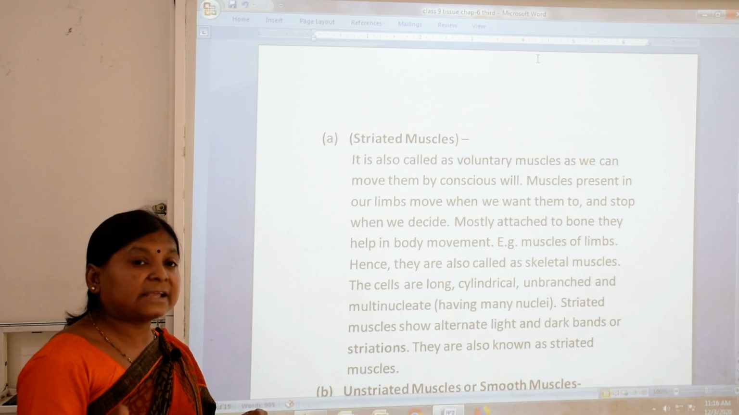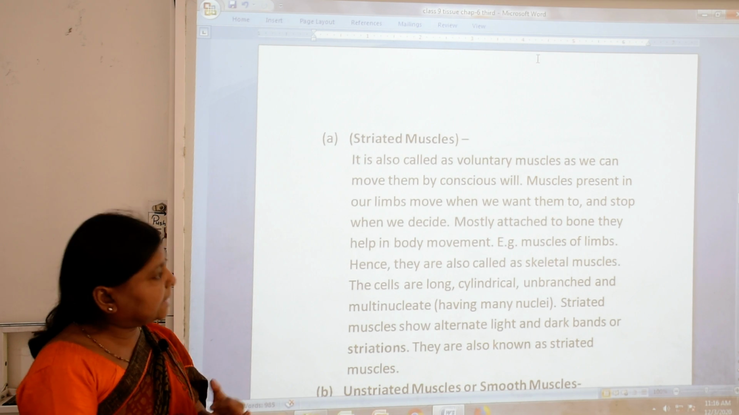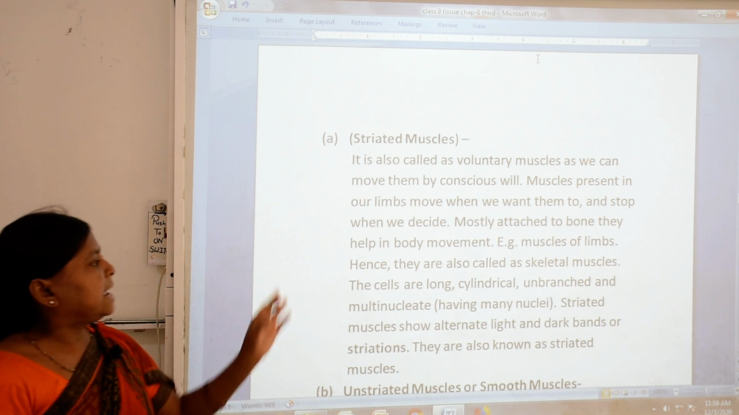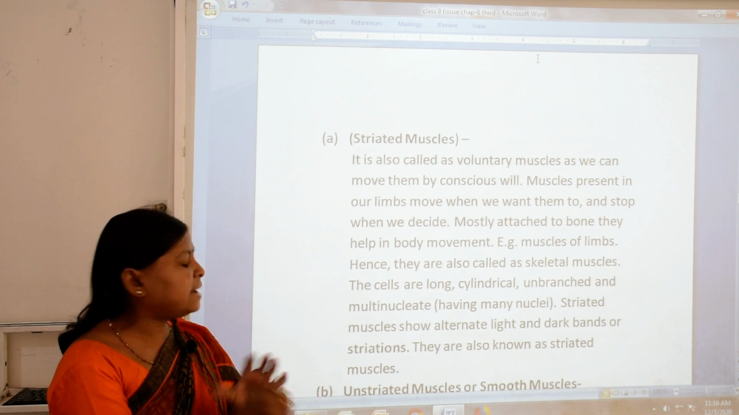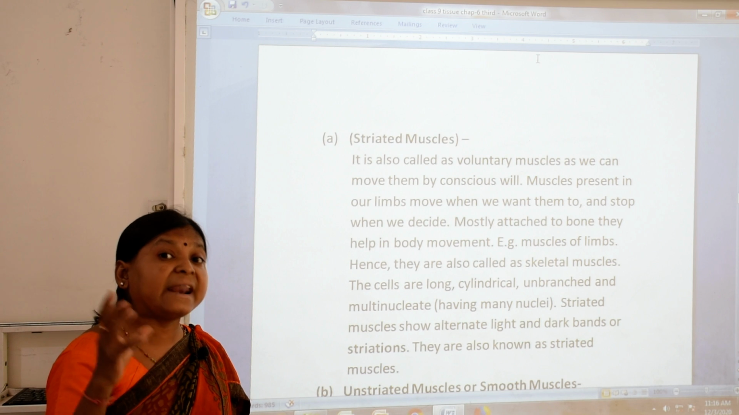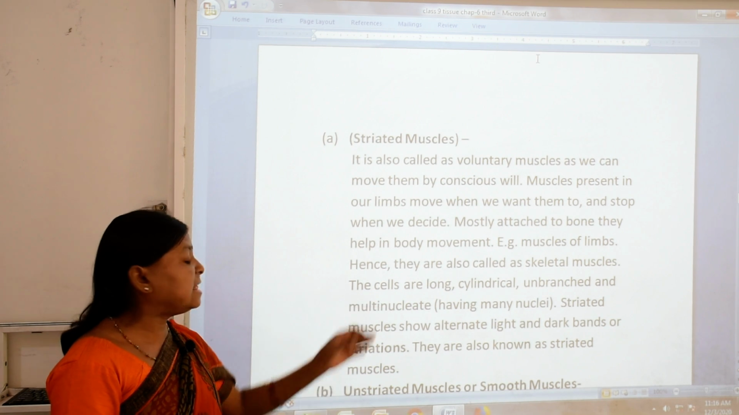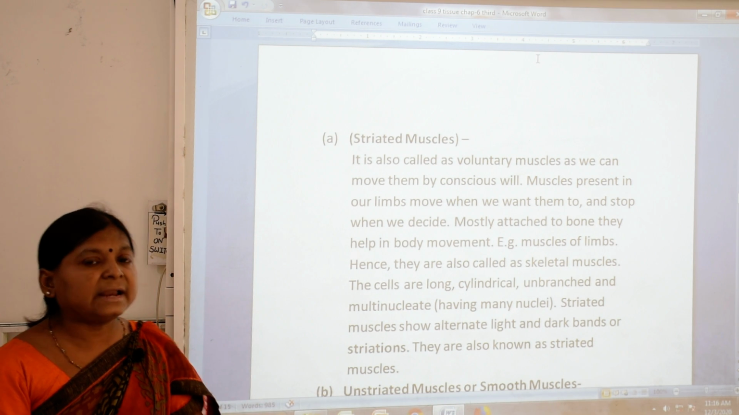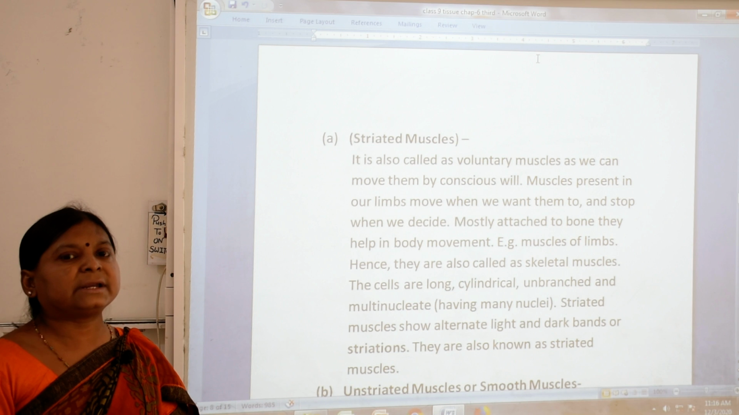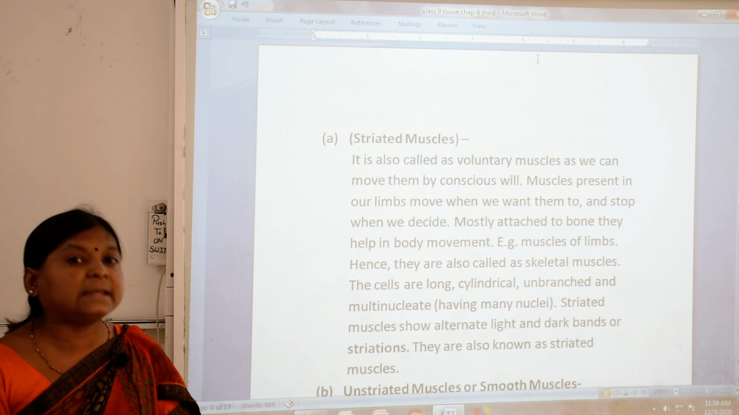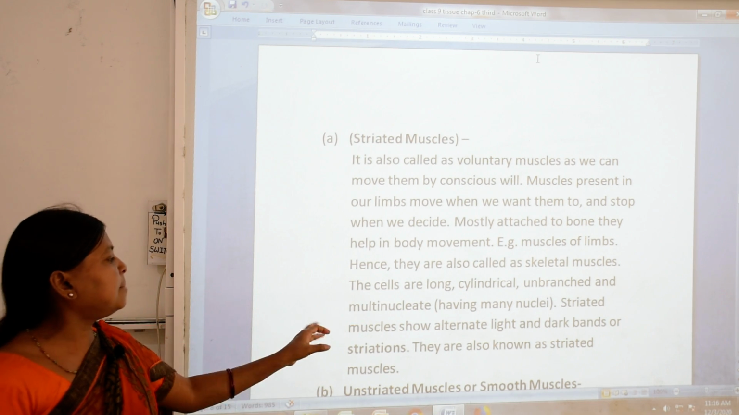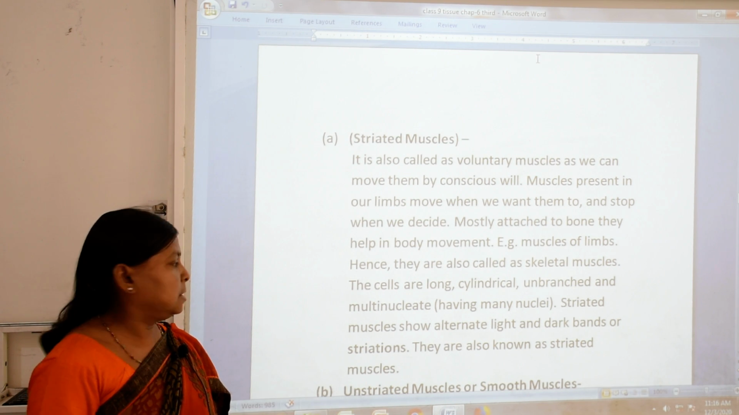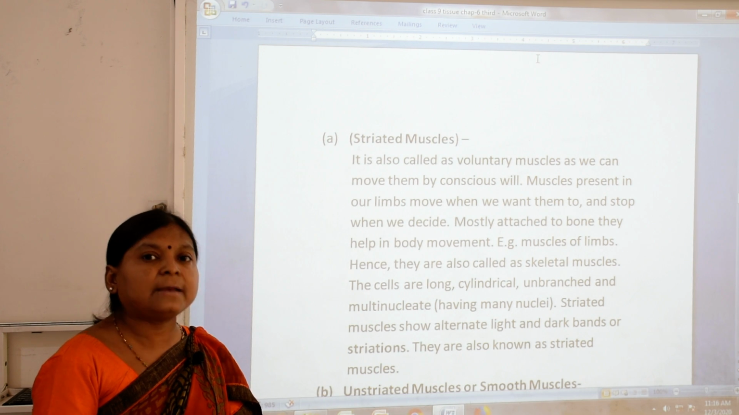Mostly they are attached. Where are they attached? Striated muscles are attached to the bone and they help in body movement. For example, the muscles of our limbs and hands are also called skeletal muscles. And the cells, as I already showed you, are long, cylindrical, unbranched, and multinucleated, meaning they have many nuclei. Striated muscles show alternate light and dark bands or striations, and hence they are known as striated muscles.